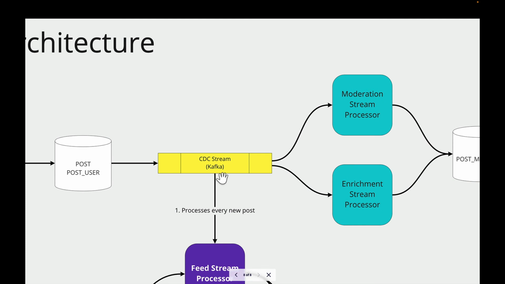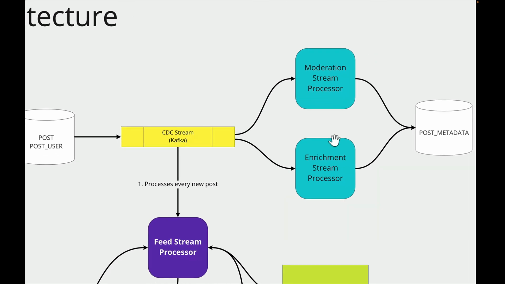Now you have this offline CDC stream that is based on Kafka. What the stream does is every time a row changes or a new row is added to the table, it has a Kafka message in that topic. You can have different stream processors listening to this Kafka topic so that they get notified whenever a post is created or a post is updated or even deleted.